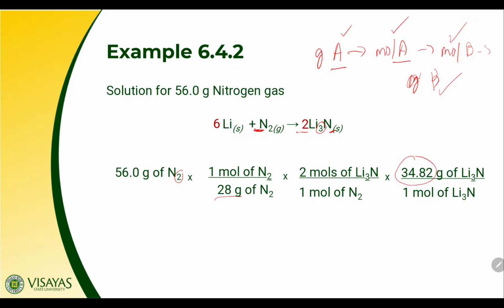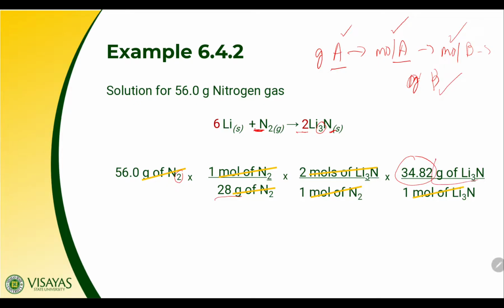So now we cancel all the units that can be found in both sides, no? In the numerator and denominator. Okay, so we have gram nitrogen cancelled, mole nitrogen cancelled, and mole lithium nitride cancelled.